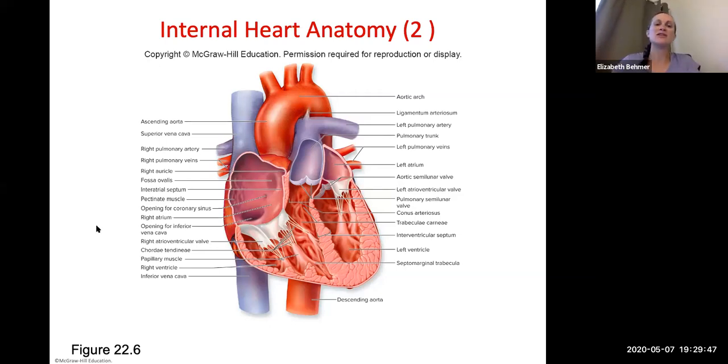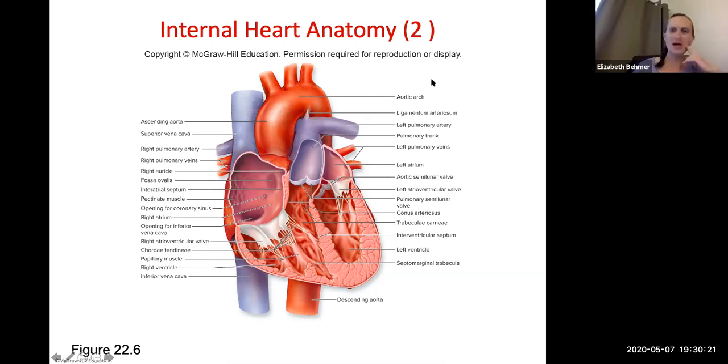So the fossa ovalis is a hole between the atria, and usually at a baby's first breath, the pressure differences when a baby takes in their first breath outside of the womb will close up the fossa ovalis with a thin piece of tissue. But when babies are born with holes in their heart, usually premature infants, that hole is most likely this fossa ovalis that hasn't completely closed yet.